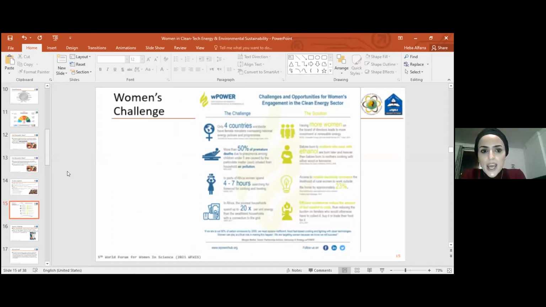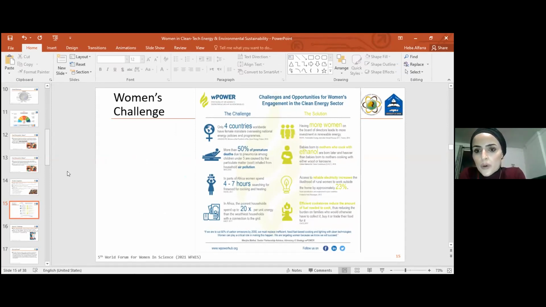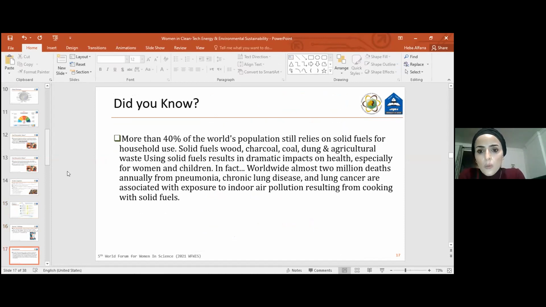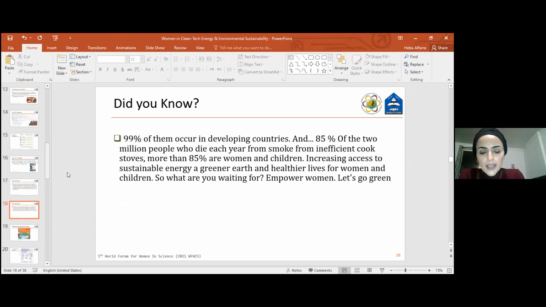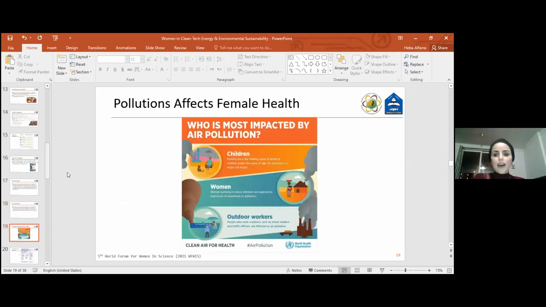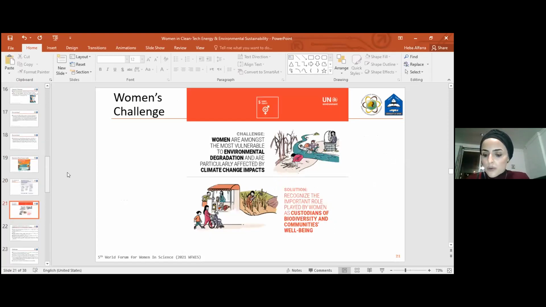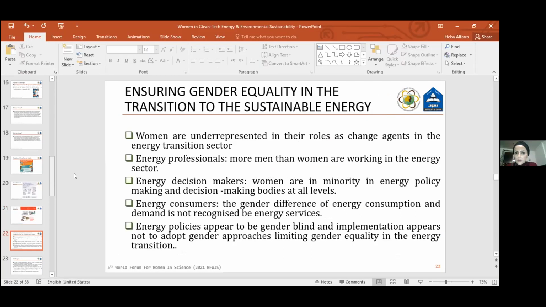So to move faster on this, the challenge that women face is that we need to have more women on boards of directors and in investment in renewable energy, to increase the participation of women. Why do we need to increase the awareness for women? Because pollution affects everyone, but affects women and children the most. It causes a lot of problems and diseases for women and children. So we need to understand women's role as a change agent to go for energy transition sectors.